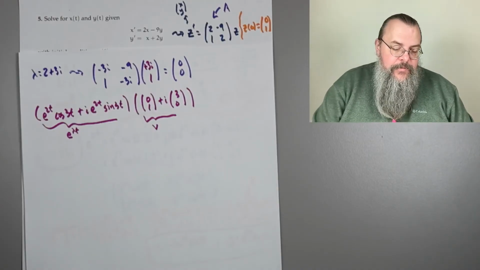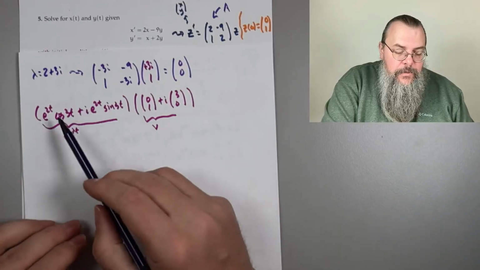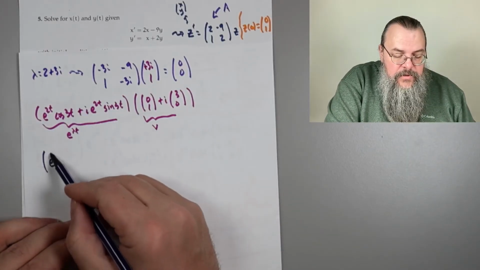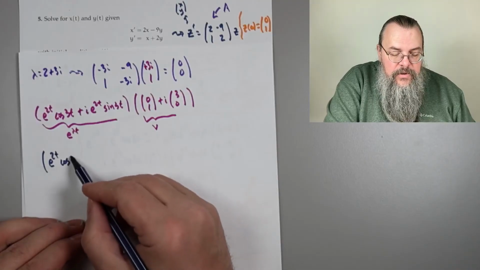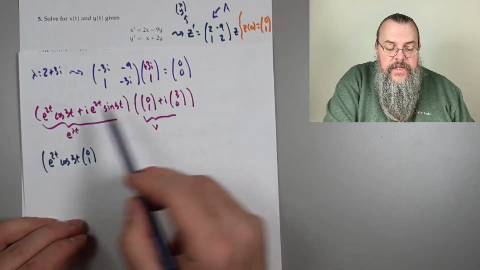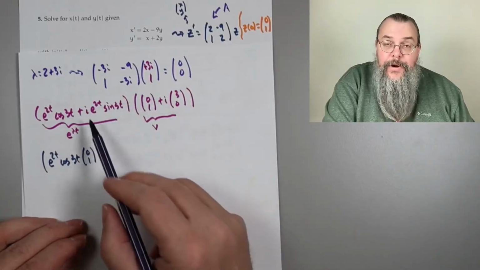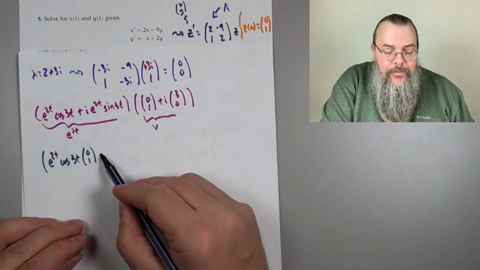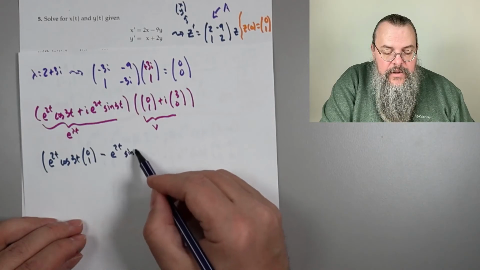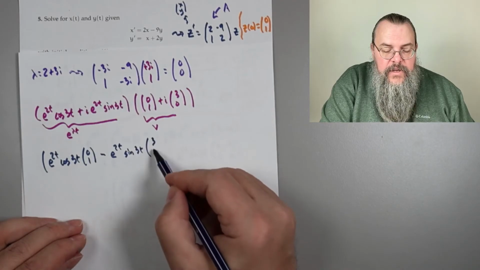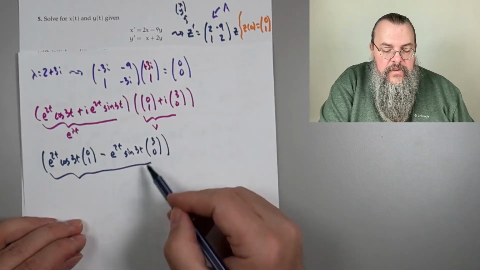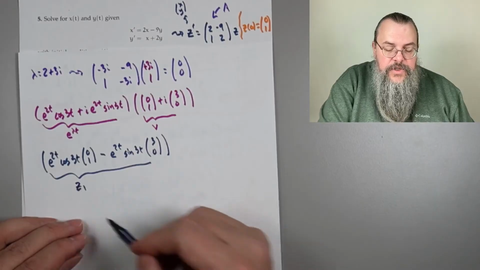Okay, so to get real, we take real times real. So we get e to the 2t cosine 3t, (0, 1). And imaginary times imaginary. So i squared is a minus. Minus e to the 2t sine 3t, (3, 0). Okay, so this is our first solution.